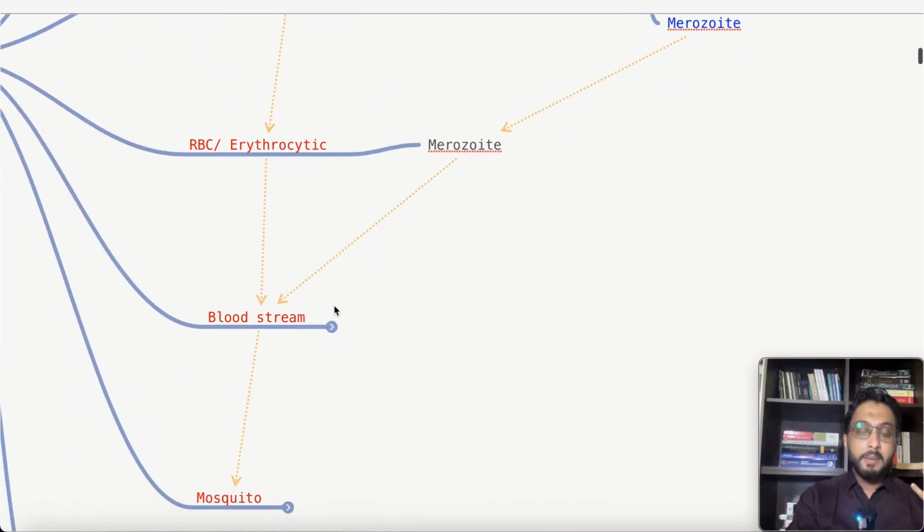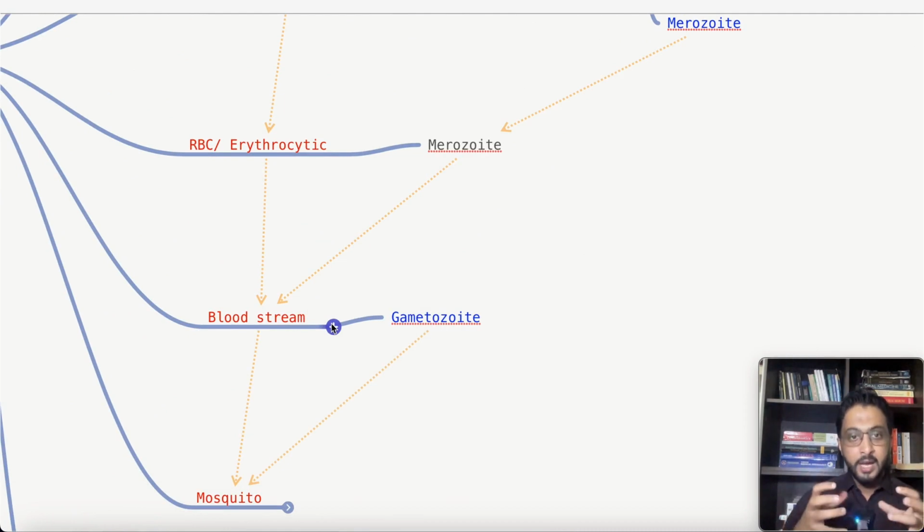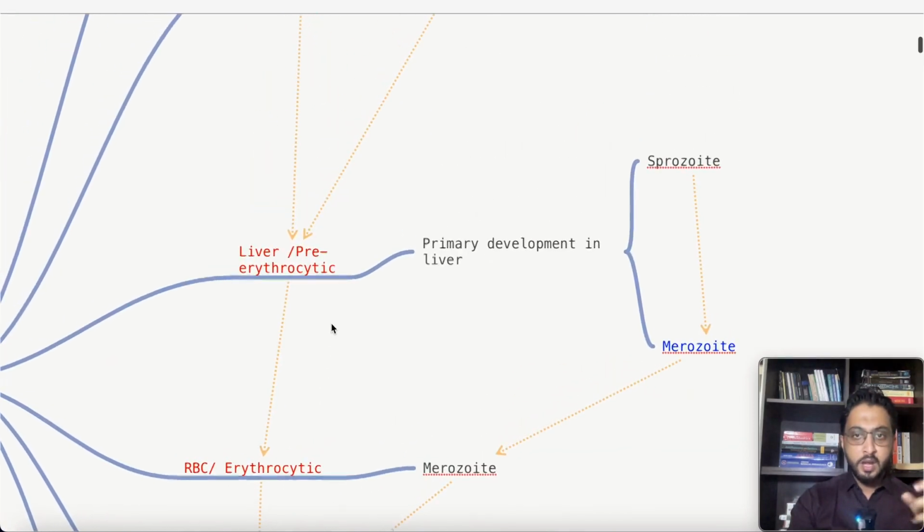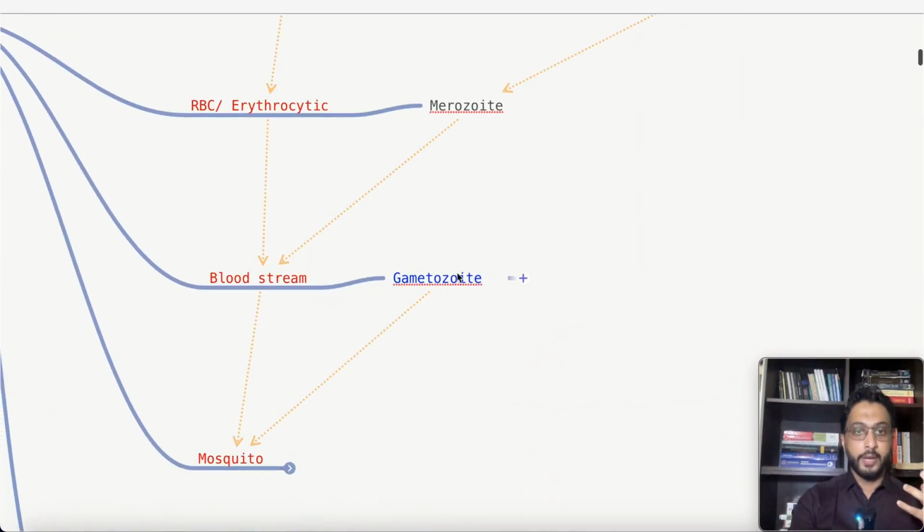Now, in the bloodstream, this further develops into something known as gametocyte. Now, this is where the reproductive phase is. Okay, the other ones are not reproductive. This is what is reproductive. The male-female gametes combine to form the zygote and so on. So this occurs in the bloodstream, the gametocyte.